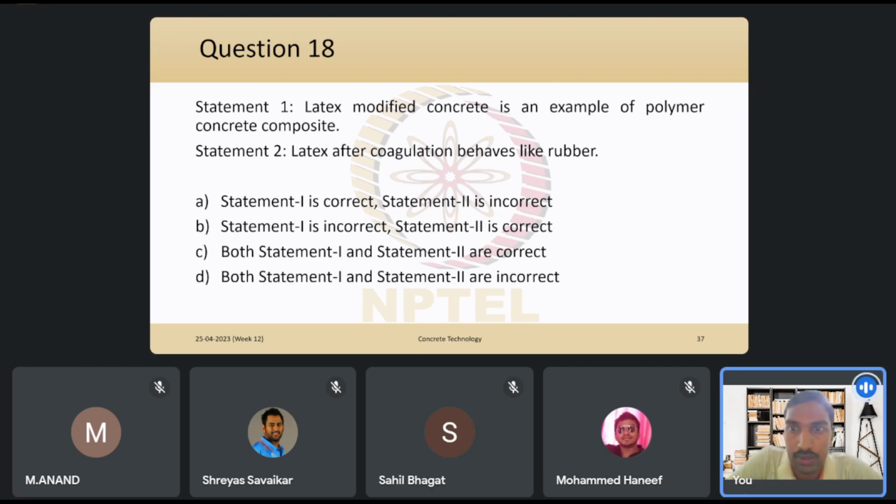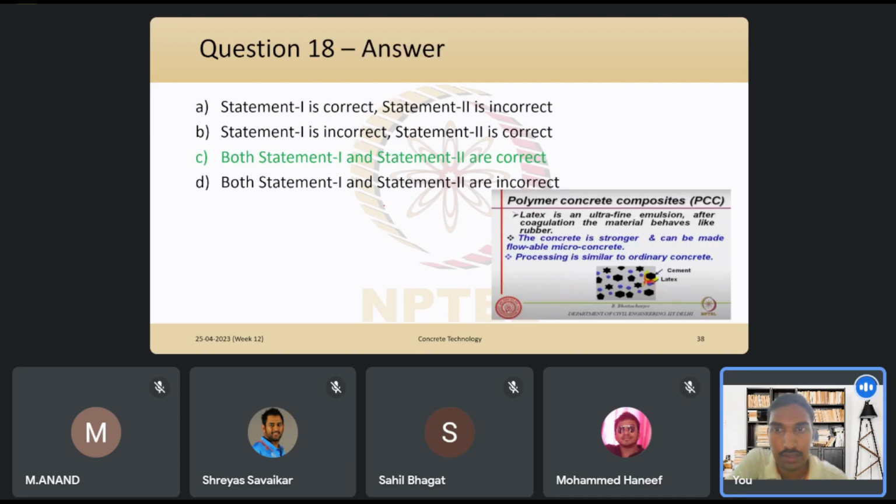Okay, we have three votes so far for option C. Any other answer? Okay, we have four votes all for option C. So the correct option is option C, that both statement 1 and statement 2 are correct statements.